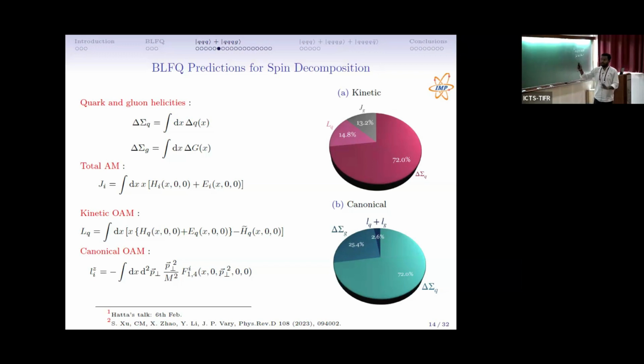But if you want to calculate the canonical one, we calculate this from the GTMD F14. We found that again the spin is the same. The spin of the gluonic contribution is 25.4%, but there is a cancellation between the quark and the gluon orbital angular momentum. So the percentage is very small in that case, the canonical decomposition.